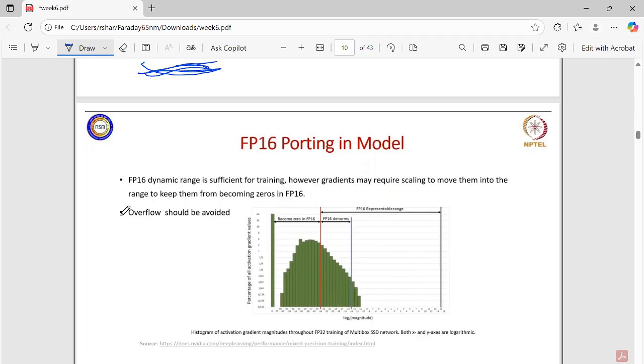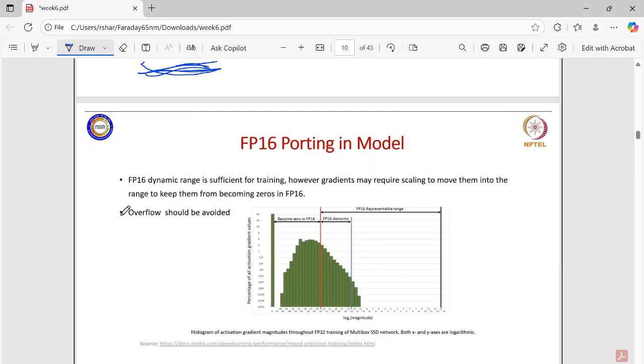So loss scaling is multiplying by a large scalar before the backward pass to scale gradients up. This keeps the gradients in a representable range of float 16. And after the backward pass, the gradients are scaled down before updating the weights.